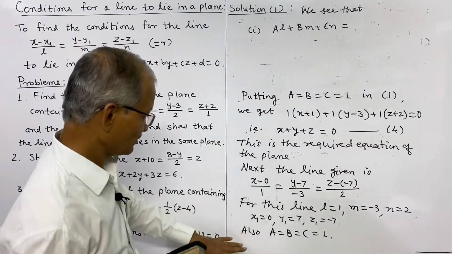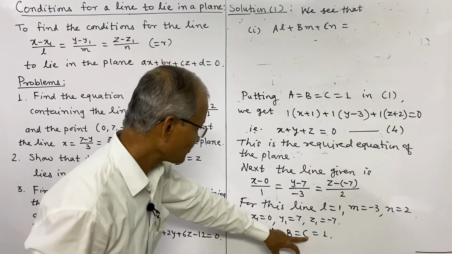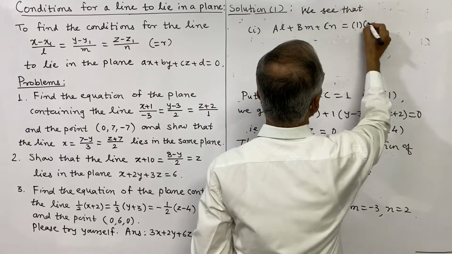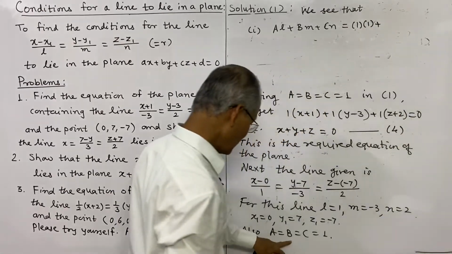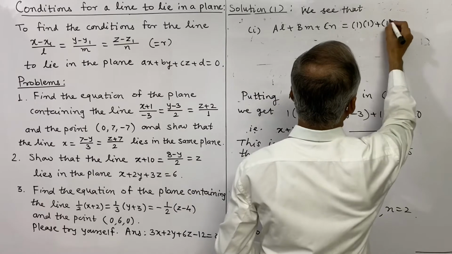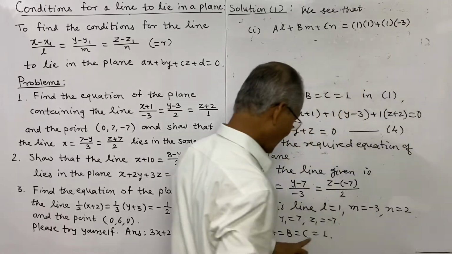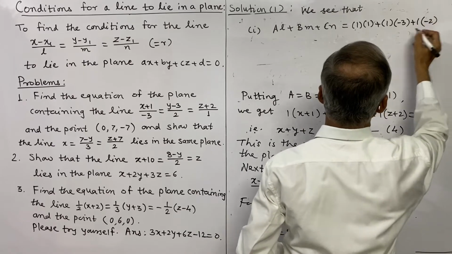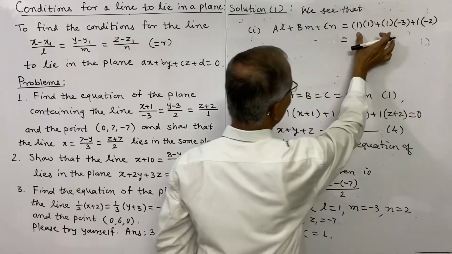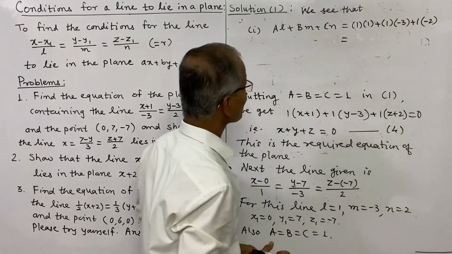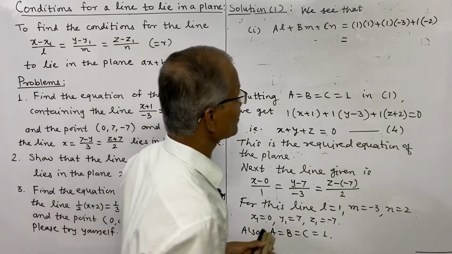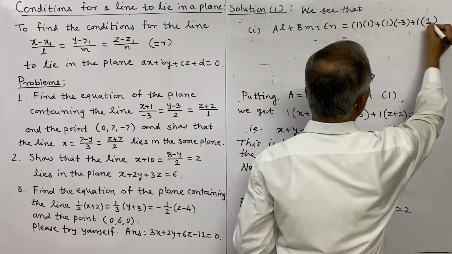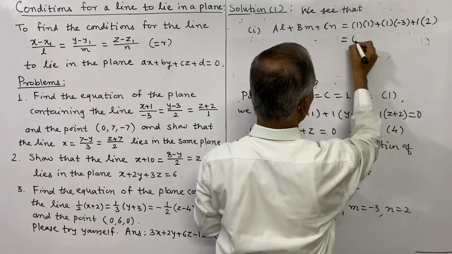So this must be equal to 0. Now check whether it is 0. A is 1, and L is also 1. So 1 into 1 plus B is also 1, and M is minus 3, and C is 1, and N is minus 2. So the value is 1 minus 3, and the value of N is 2, not minus 2, but 2. And we may see it is 3 and minus 3, 0.